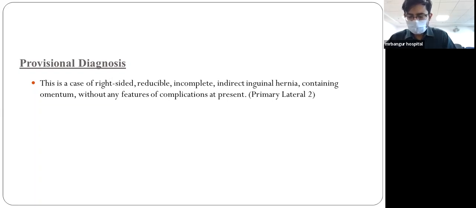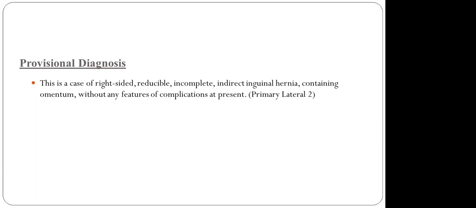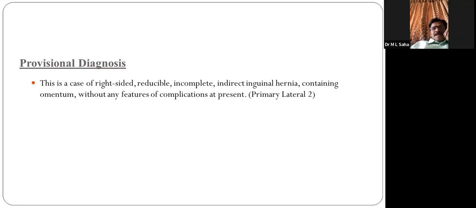In case of Bassini's repair, sir, we bring together the conjoint tendon and the inguinal ligament. We repair the posterior wall defect by bringing together the conjoint tendon with the inguinal ligament, sir. Modified Bassini, sir. Interrupted sutures opposing the conjoint tendon to the inguinal ligament.